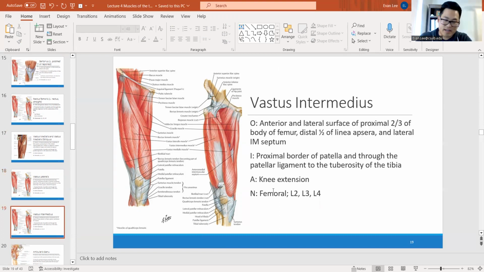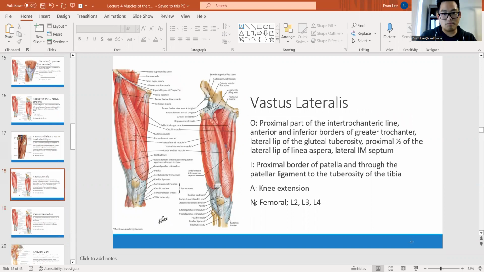And then hopefully this sounds familiar, but vastus intermedius is going to be under rectus femoris. It's going to be between the vastus muscles, so between it is vastus intermedius, but it is going to be wrapping around the femur. It's going to be inserting onto the tibia via the patella ligament, and it's going to help with knee extension and is innervated by femoral nerve L2, 3, and 4. So very similar, just the origin changes a bit, but very similar to the other vastus muscles.